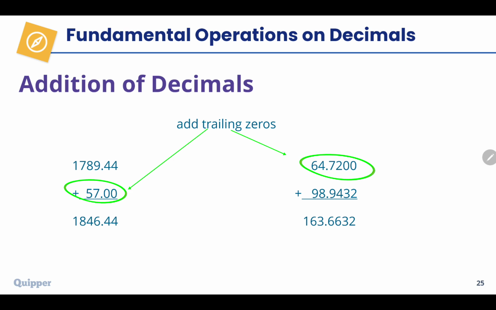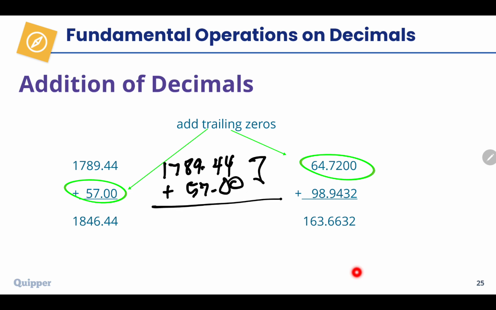Another one, paano ba tayo nag-a-add ng trailing zeros? So, meron tayo ditong 1,789.44 plus 57. Kunwari, ito lang yung given natin. Okay. Since 57 is a whole number, mag-a-add tayo ng 0 para magpantay yung dalawang addends natin. Then after that, add like a whole number. Kung paano tayo nag-a-add ng whole number, ganun din. 4 plus 0 is 4. 4 plus 0 is also 4.